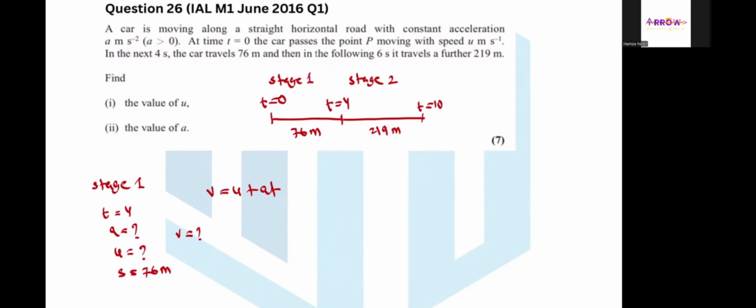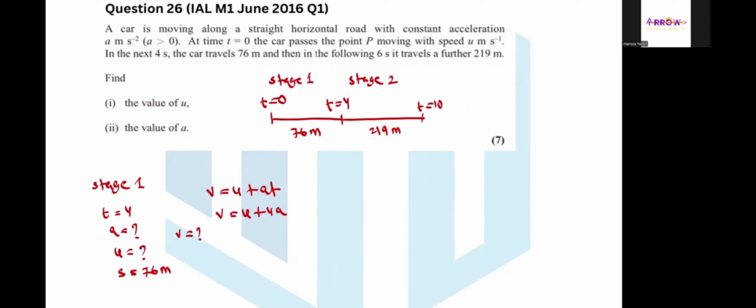I would be able to express v in terms of u. So v is equal to u plus a times t. So u plus a times 4. So I can just write u plus 4a. v is equal to u plus 4a. This is the final velocity at t equals 4.